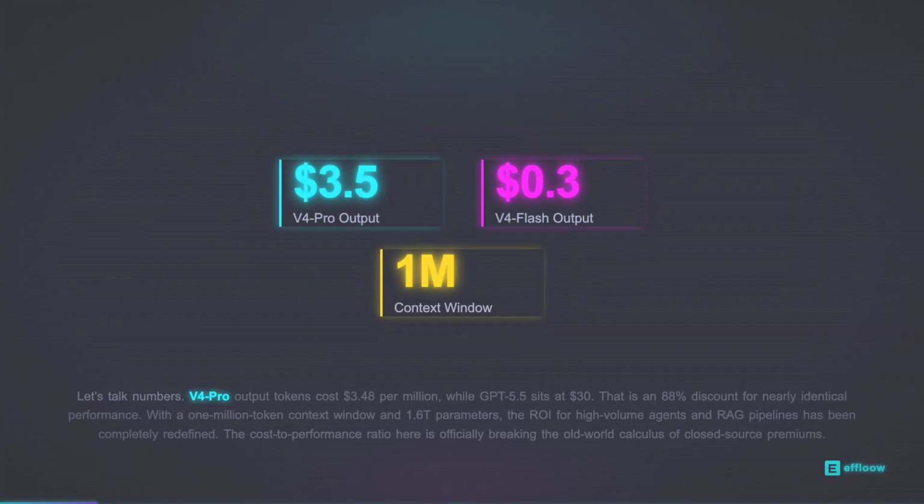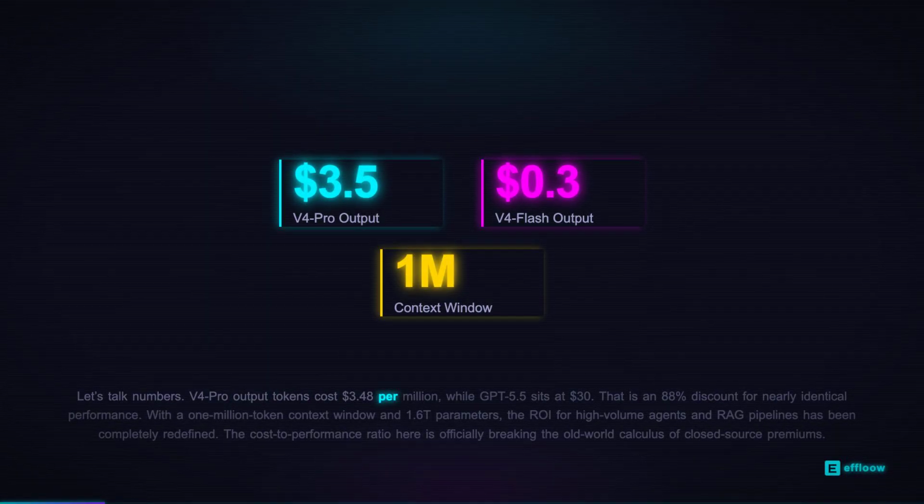Let's talk numbers. V4-Pro output tokens cost $348 per million, while GPT 5.5 sits at $30. That is an 88% discount for nearly identical performance. With a 1 million token context window and 1.6 T parameters, the ROI for high-volume agents and RAG pipelines has been completely redefined. The cost-to-performance ratio here is officially breaking the old-world calculus of closed-source premiums.